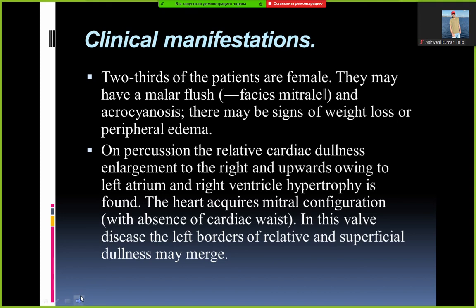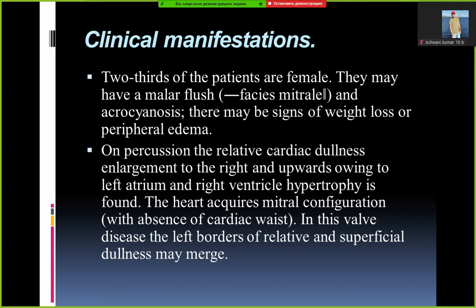Diastolic thrill, so-called diastolic cat's paw, may be detected on apex beat palpation. Two thirds of the patients are female. They may have a malar flush, so-called facies mitralis. So this symptom is called facies mitralis, and acrocyanosis may be detected. There may be signs of weight loss or peripheral edema in case of right ventricle heart failure.